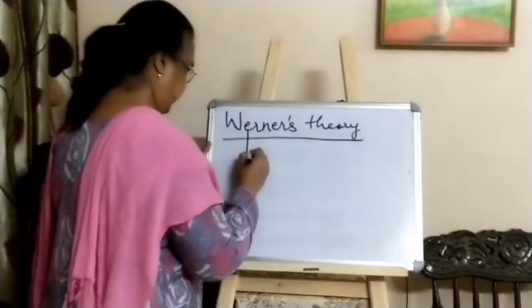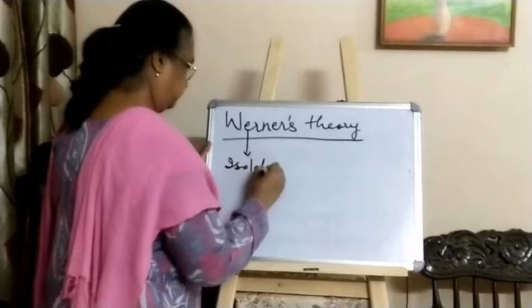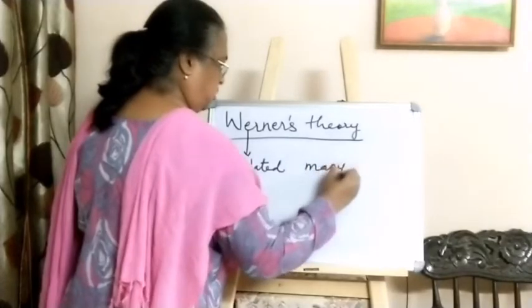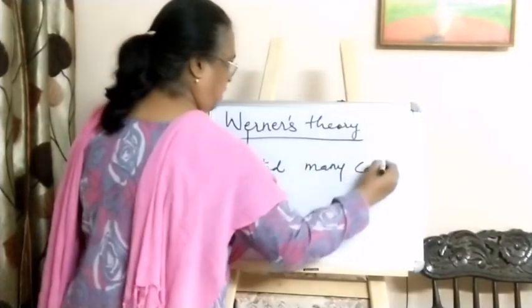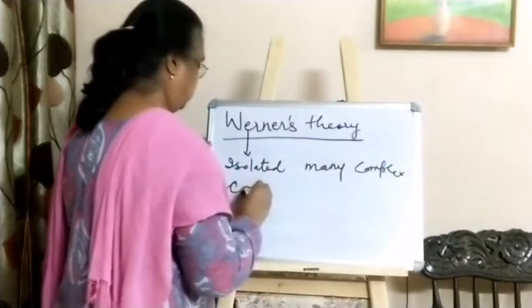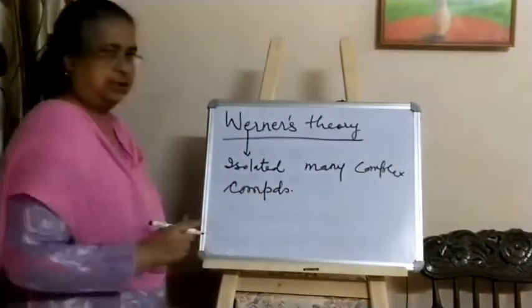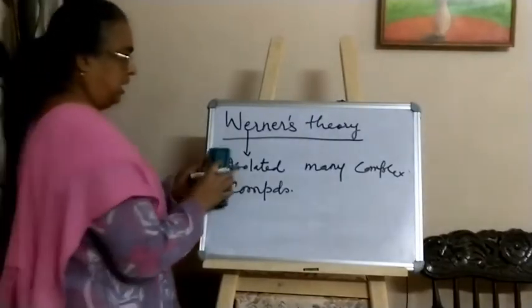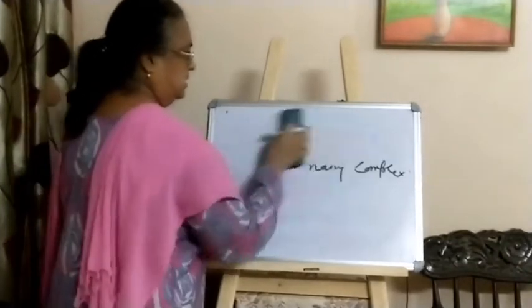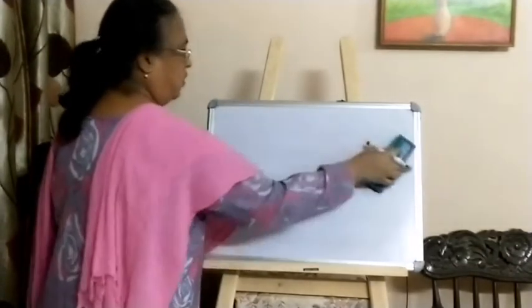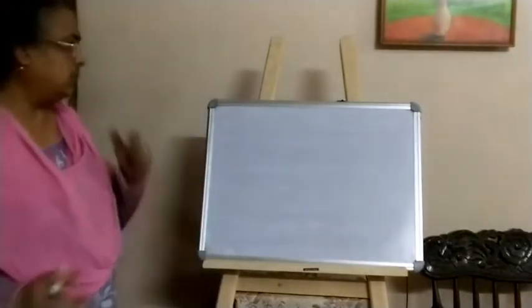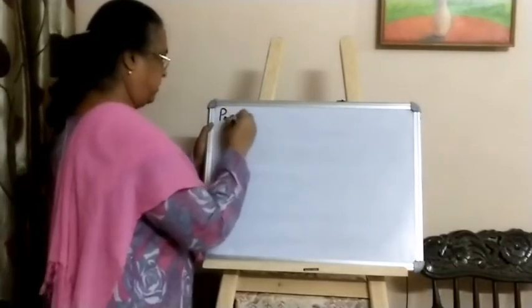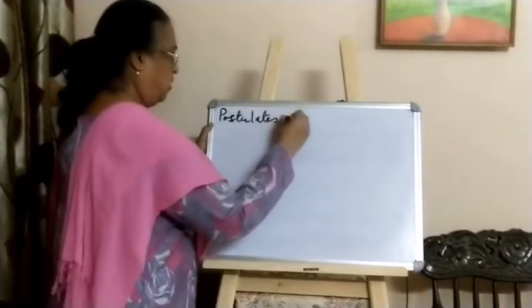Werner isolated many complex compounds, not one or two, many complex compounds, and he studied their properties. When he studied its properties, then he gave a theory, formulated it, and that theory is named as Werner's theory of complex compounds. So Werner's theory of complex compounds has three postulates.